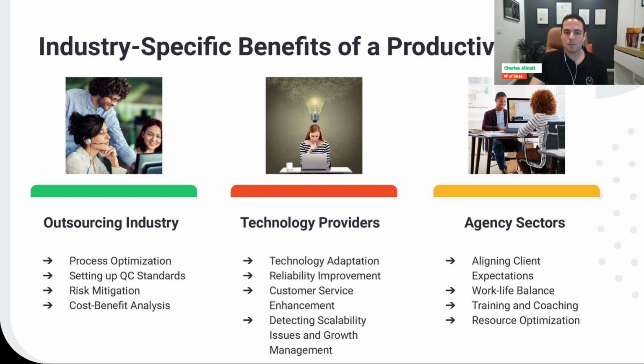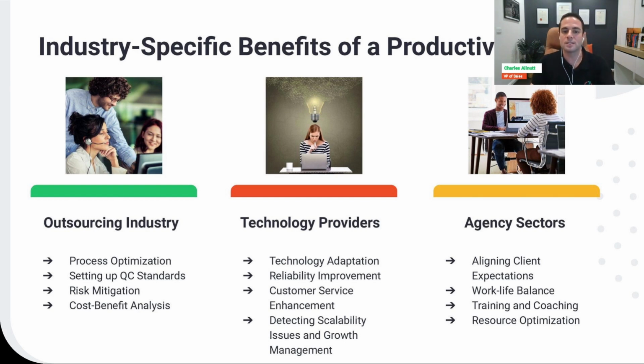On the other hand, tech providers can leverage productivity audits to adapt better to rapid technological changes, enhancing their services' reliability. They can also help in improving customer service and in detecting scalability issues early, thereby managing growth effectively.